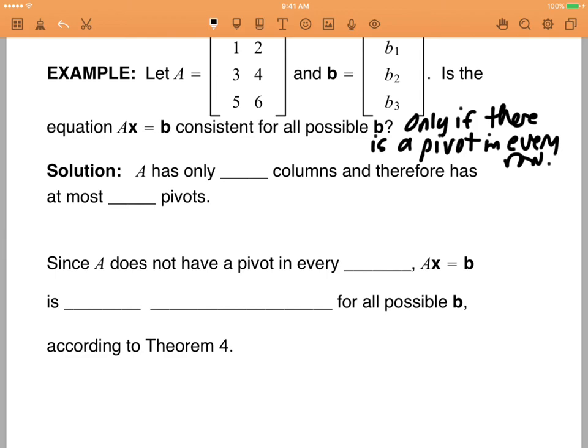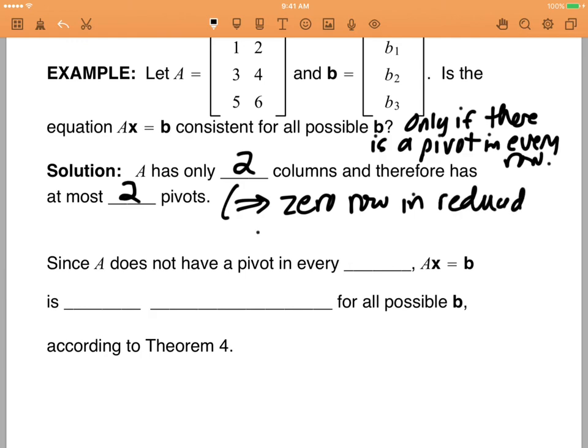Aha! But A has only 2 columns, and therefore it can have at most 2 pivots. We're not even going to bother reducing this to reduced echelon form. We know by looking at it, it's impossible for it to have a pivot in every row. And again, this means that there will be a 0 row in the reduced echelon form of A, which you should be able to see just by looking at it. If you reduce it, you're going to end up with a row of zeros at the bottom.